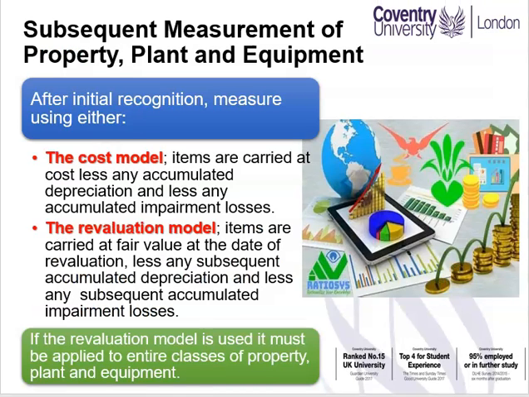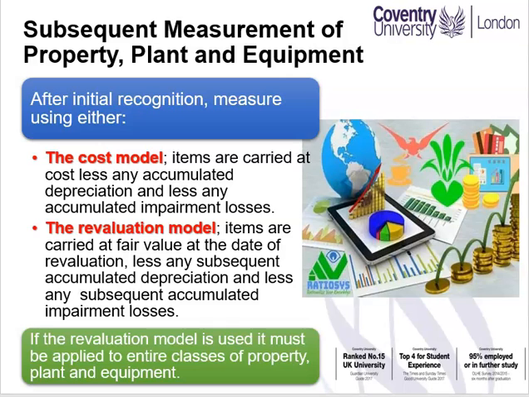Subsequent measurement of property, plant, and equipment. After the initial recognition, property, plant, and equipment is measured under IAS 16 using either the cost model or the revaluation model. The cost model is where we leave the cost that was originally recognized, and each subsequent year, the item is now carried at cost less any accumulated depreciation and less accumulated impairment losses.